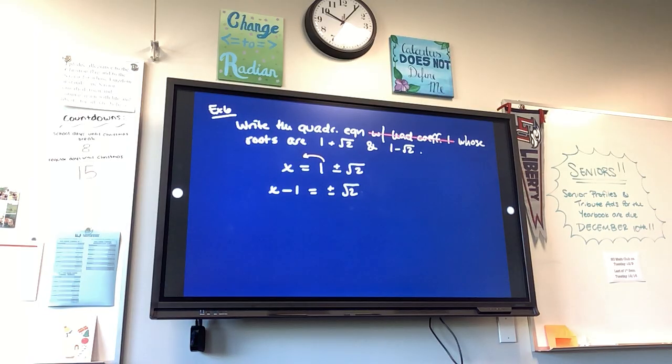Square both sides. Okay. Now look at how it says both sides. It does not say every term. It says square the entire side. So can you tell me how to square x minus 1? Square the first, double the product, square the last.